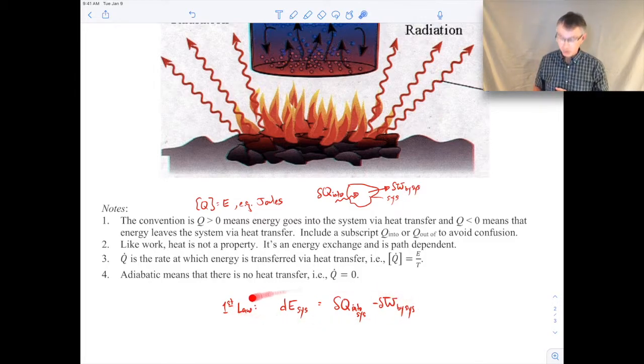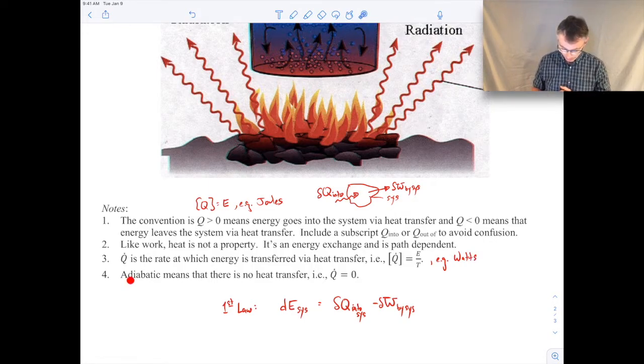Okay, so we've talked about the first law before in a different lecture, but here it is again, just written in a differential form in terms of little bits. The third item here is Q dot, the rate at which energy is transferred via heat transfer. So Q here would just be the total amount of energy transferred in terms of joules. Q dot is the rate at which that energy is transferred, so that would be joules per unit time, like joules per second, and that has the units of watts. So a typical unit here might be watts.